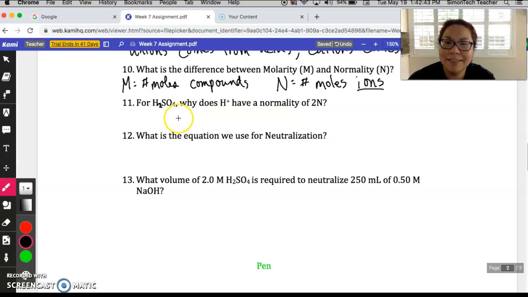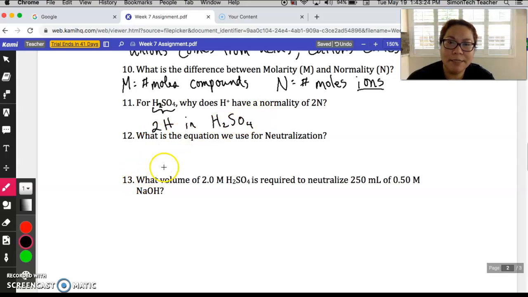Erase. Okay. So that should have been a 2 there. Sulfuric acid, that's a pretty strong acid. It's asking you, why does the hydrogen ion have a normality of 2? 2N, 2 normal. Well, if you take a look at this compound here, you see that there are already 2 hydrogens. So there were 2 hydrogens in H2SO4. Okay? 2 ions will form. So once this dissociates, there will be 2 hydrogen ions for every sulfate negative anion.